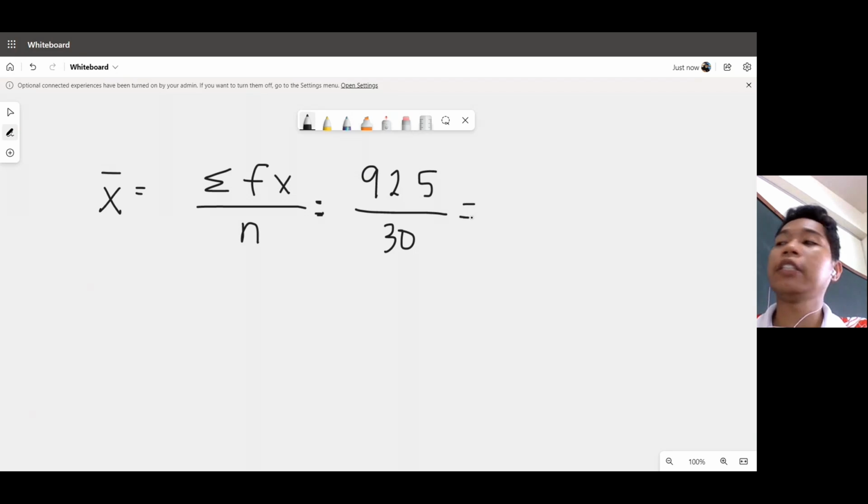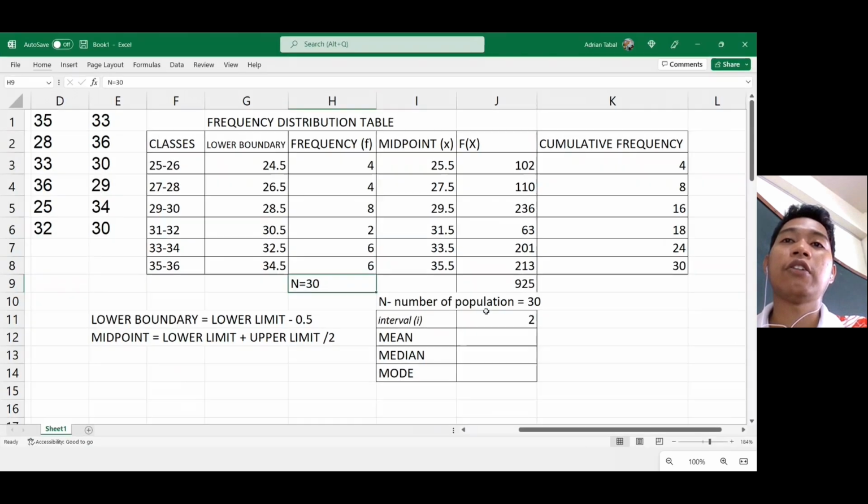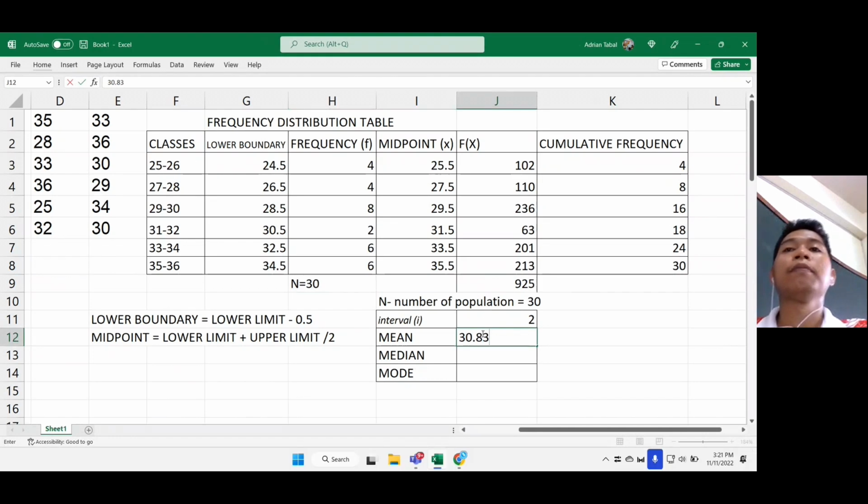So 925 divided by 30 is equivalent to 30.83. We use only 2 decimal places. So again, our mean is equivalent to 30.83. Write that down: 30.83. So, back to the mean.